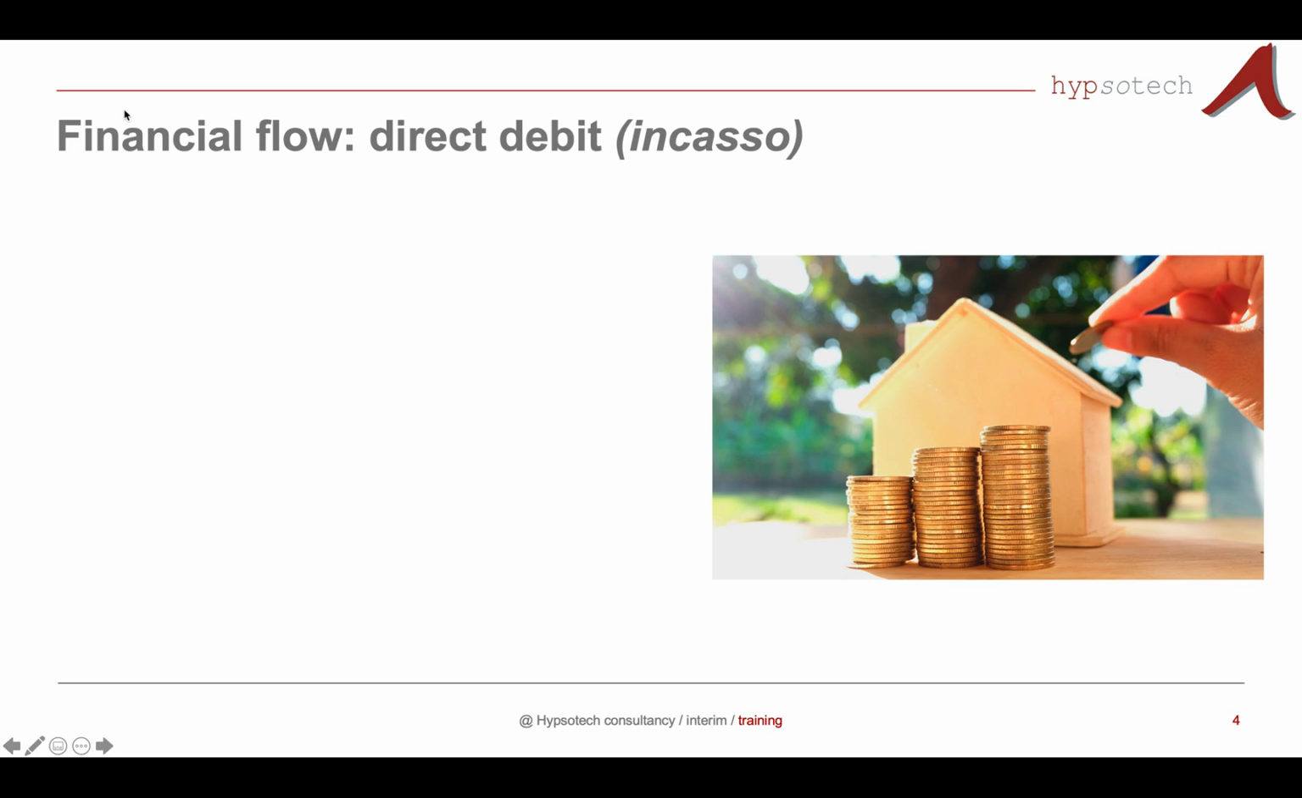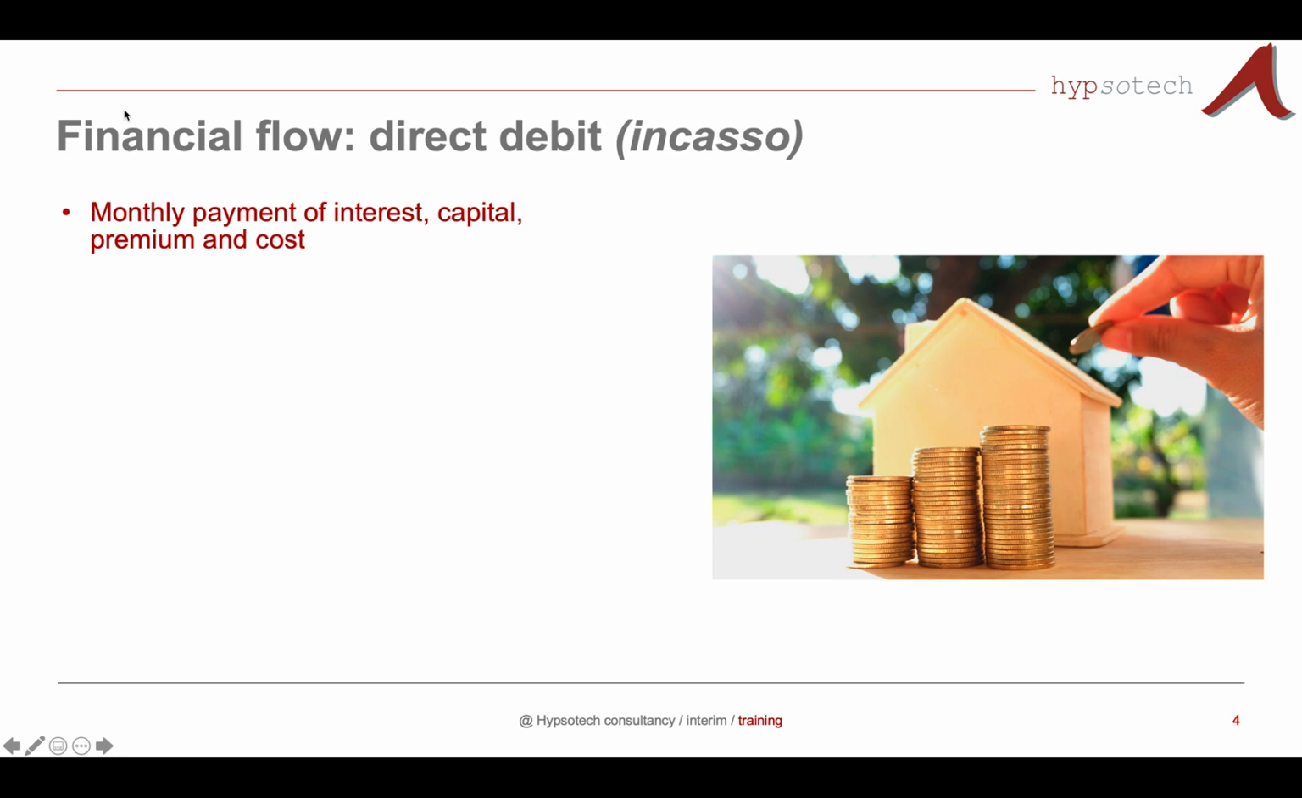Now we have a look at financial flows, and we have a few slides, and the first is about direct debits. Direct debit in Dutch is incasso, and that has to do with the monthly payment of interest and capital and maybe cost or premium with a connected product. And I guess that 99.7% of all the mortgages in the Netherlands have direct debits. So we are not sending invoices.